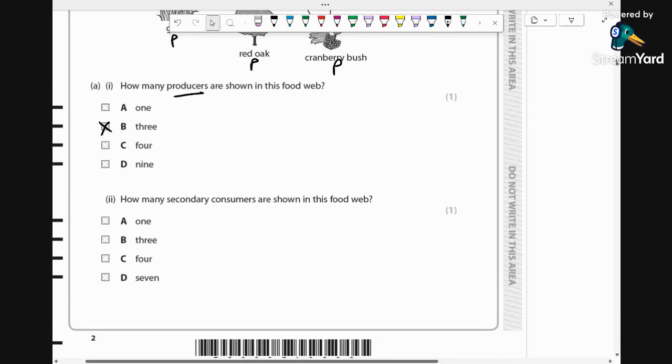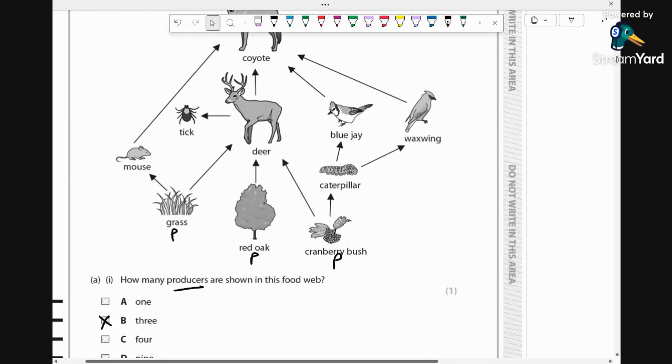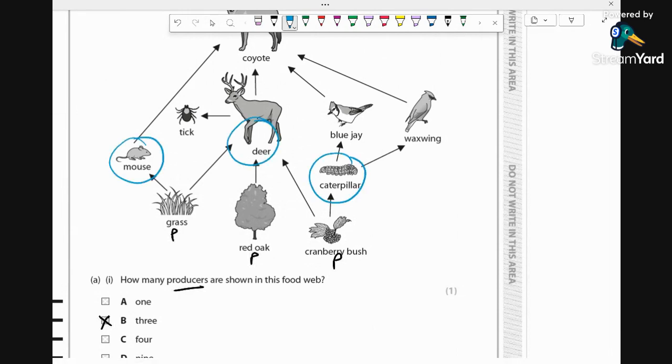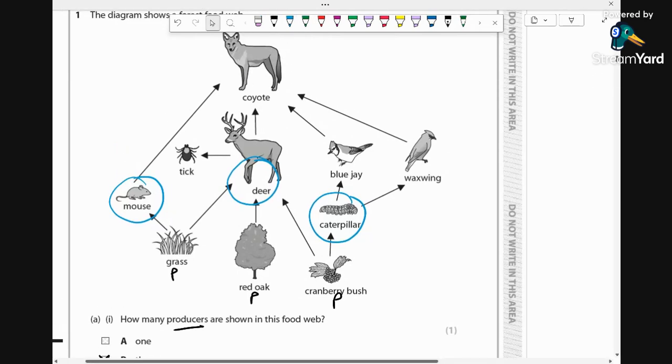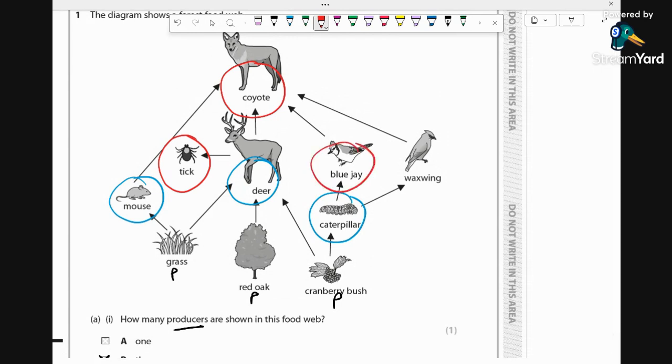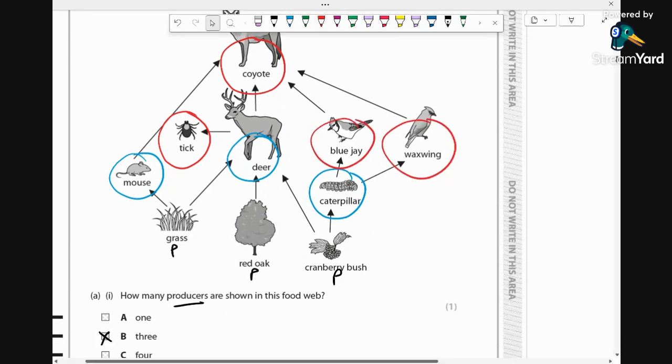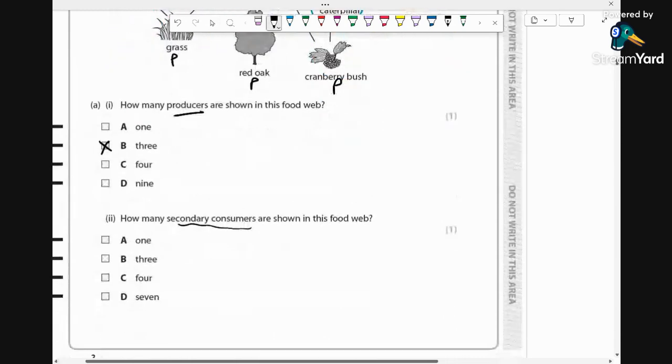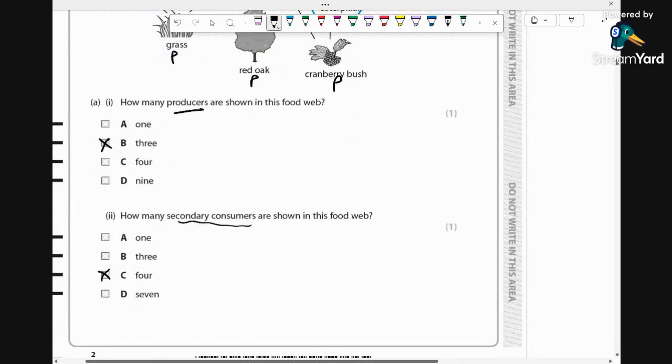How many secondary consumers are shown in the food web? Well, we go from the producers to primary consumers in blue, which will be the mouse, the deer, and the caterpillar. So the secondary consumers will be consuming the primary consumers. So this will be the tick, the coyote, blue jay, and the waxwing. So the answer is 4. So answer C.